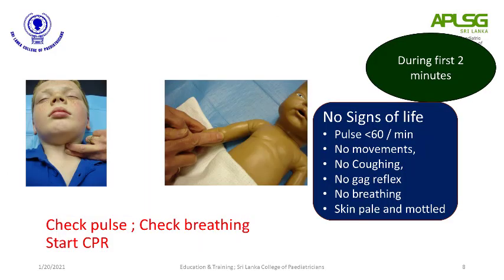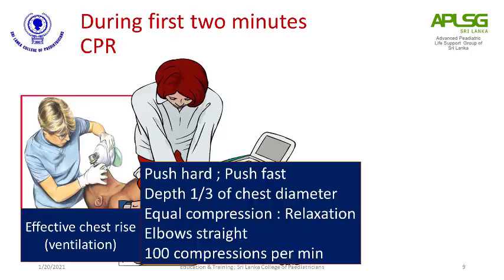Check for the pulse in children for 10 seconds. You need to feel the carotid pulse above one year and the brachial pulse under one year. If there is no pulse for more than 10 seconds, start chest compressions. If the pulse is less than 60 per minute, look for signs of life. Absent signs of life are absent breathing or gasping breathing or irregular breathing. The patient's movement may be absent, with absent coughing and absent gag reflex. The skin may look pale and mottled. In summary, if no pulse is felt or the pulse is less than 60 per minute with poor signs of life, you need to start chest compressions.